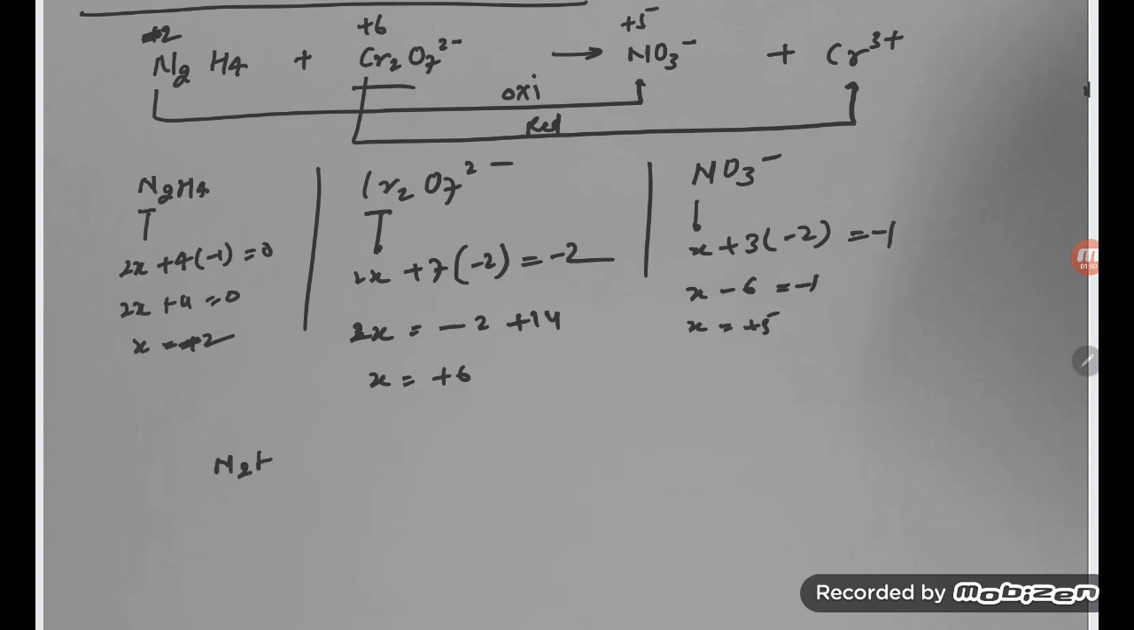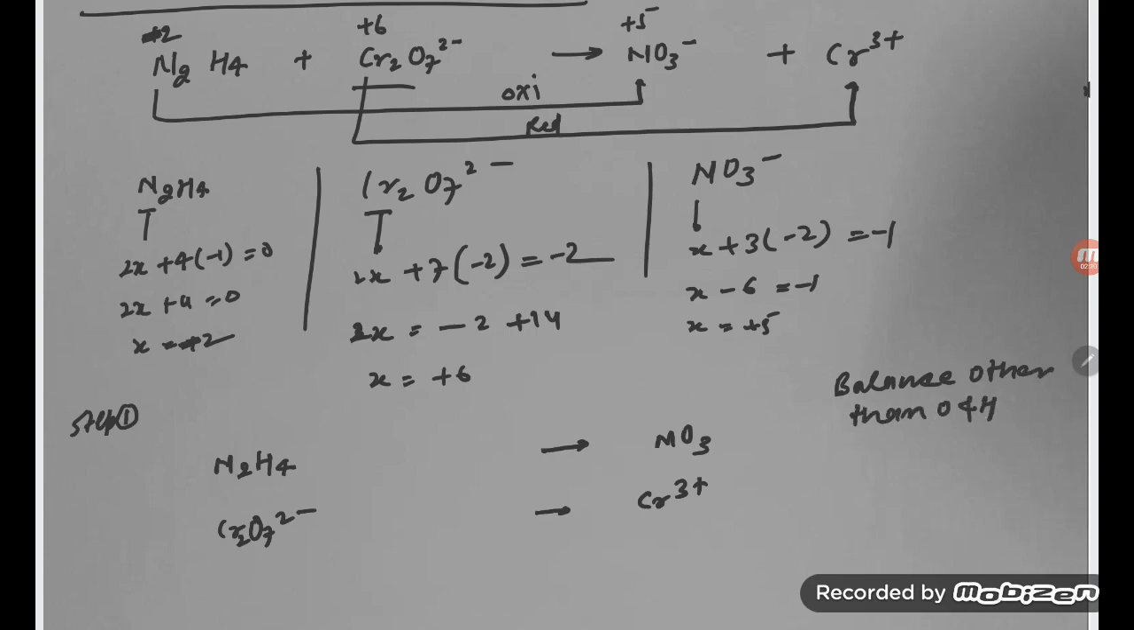So split the given equation into two half equations. N2H4 is converting into NO3 minus, and Cr2O7 2 minus is converting into Cr3 plus. What is the rule, students? The rule is we split the equation into two, and second, balance other than O and H.